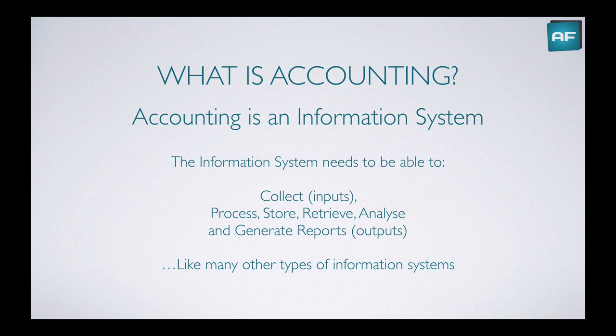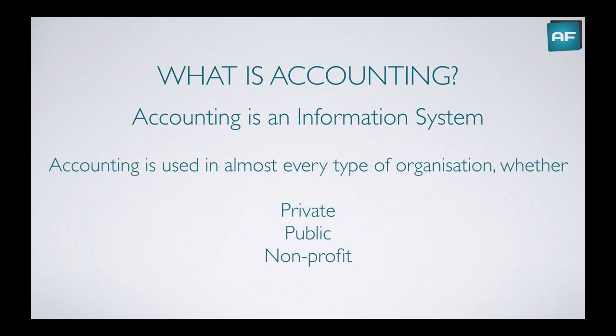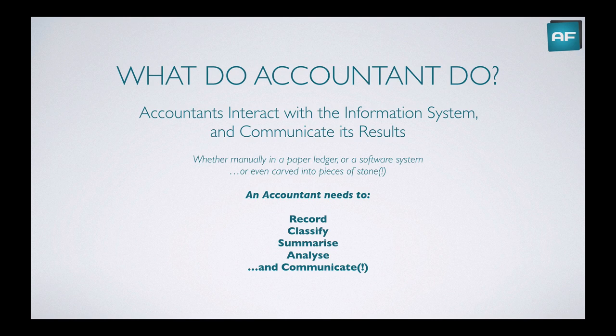Okay, so when we say it's an information system, this accounting information system has to be able to collect the inputs. So it has to be able to collect transactions or collect events, and also then has to be able to process, store, retrieve, and analyze those events and transactions, and then generate reports and essentially produce the outputs. And this is very similar to other types of information systems. Accounting is used in almost every type of organization, whether they're private organizations, public sector entities, or non-profit organizations. We'll talk about why accounting information and accounting information systems are so prevalent when we talk about the functions of accounting towards the end.